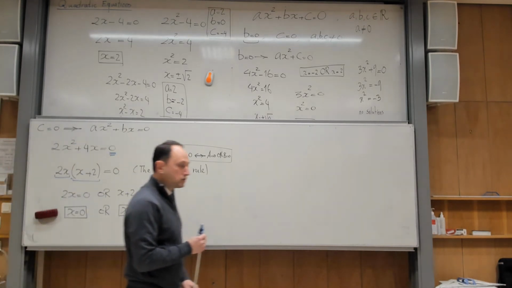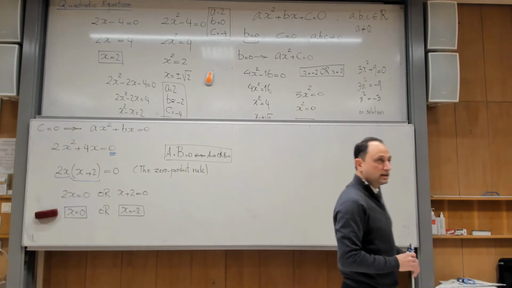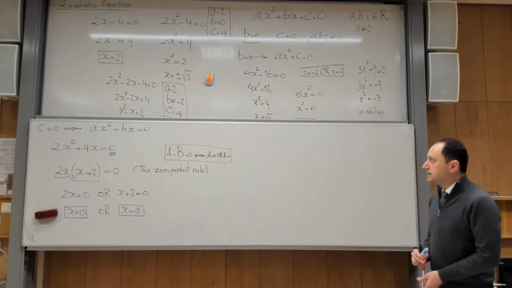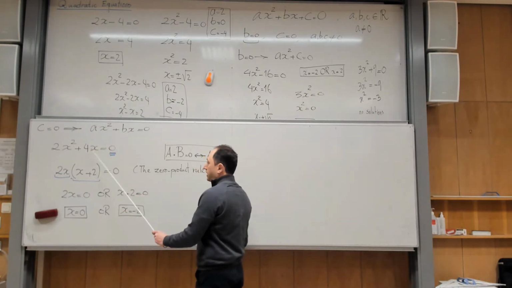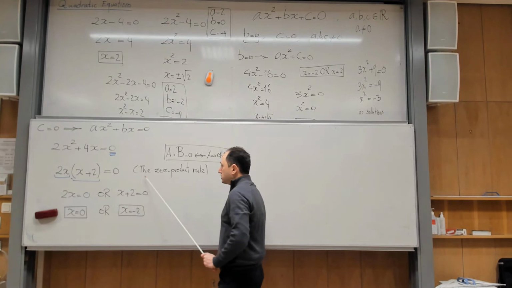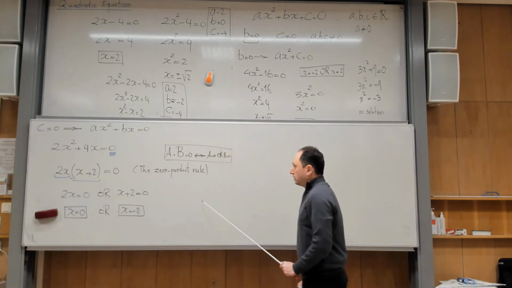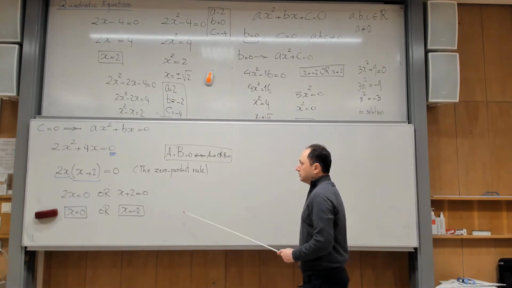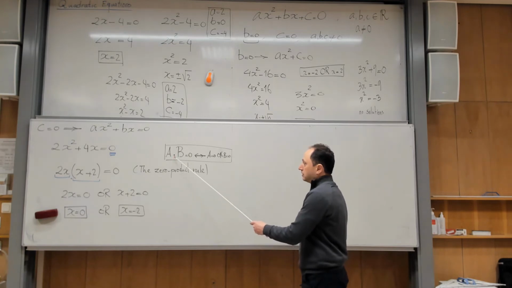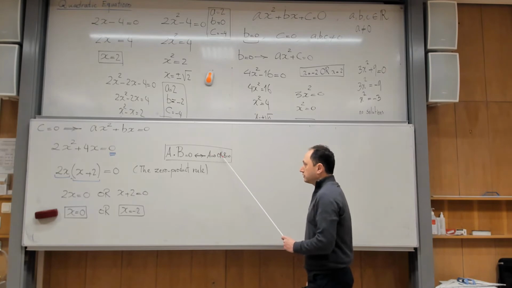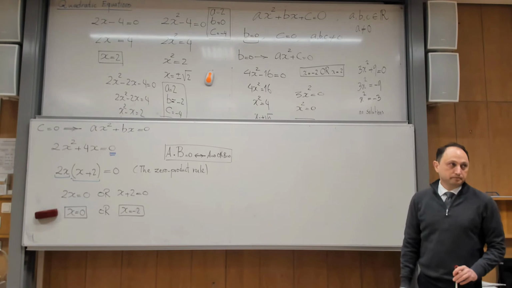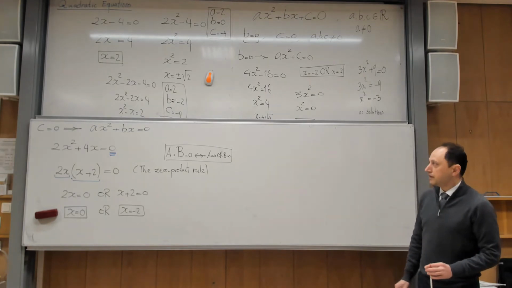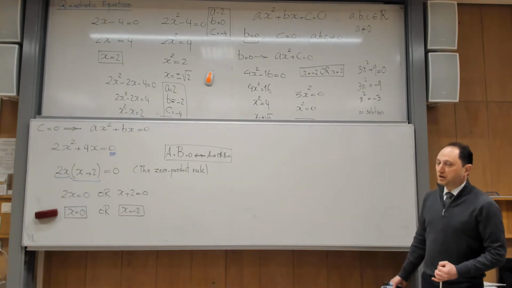Yes? So you see that in the case that C is equal to 0, the best way to do it is to factor it out and use the zero product rule. What is the content of this zero product rule? It tells you that the product of two numbers is 0 if and only if at least one of them is 0. Is that clear?